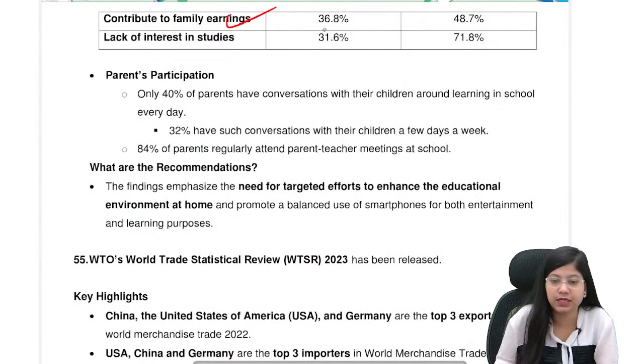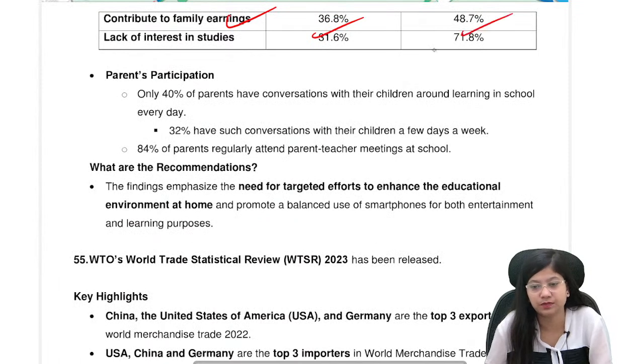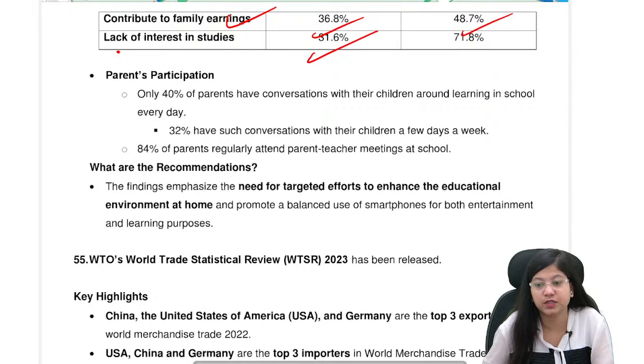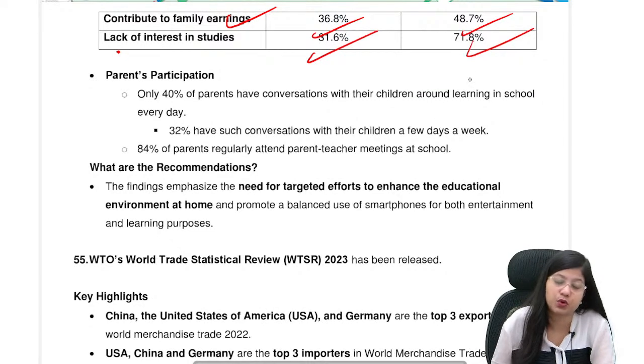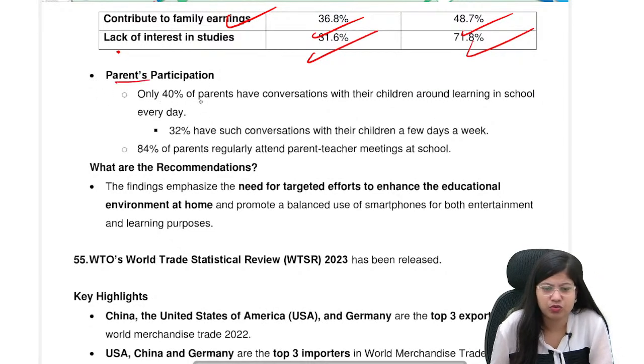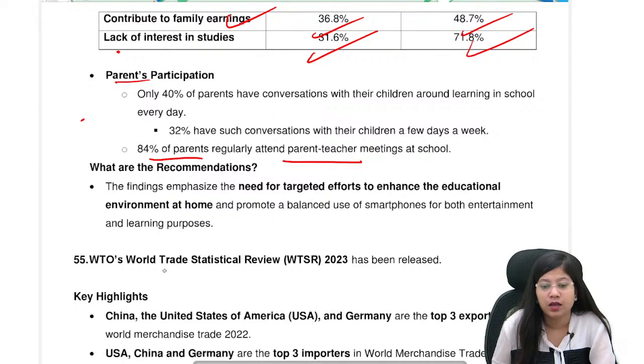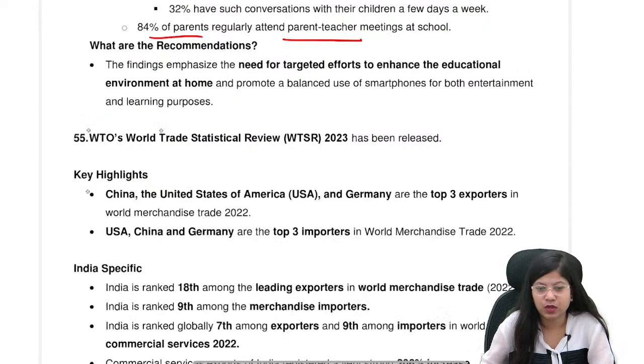Contribute to family earnings, okay, 36.8%. For boys, 48.7%. Lack of interest in studies, 31.6%, 71.8% for boys. Parents' participation: only 40% of parents have conversation with their children about learning in school every day. 84% of parents regularly attend parent-teacher meetings. Again, not a very significant data to be asked. Okay, so that is all about this report.